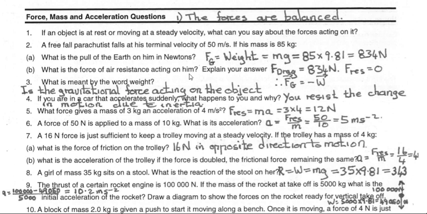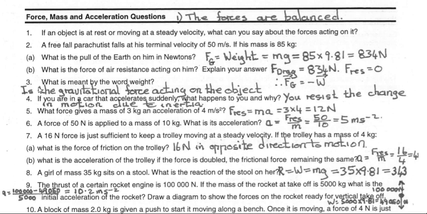B. What is the force of resistance acting on him? Explain your answer. So the force of drag is the same as the weight, 834 newtons. This is because the resultant force is 0. So they have to be acting opposite to each other. So the vector of force is the negative of the vector of weight.